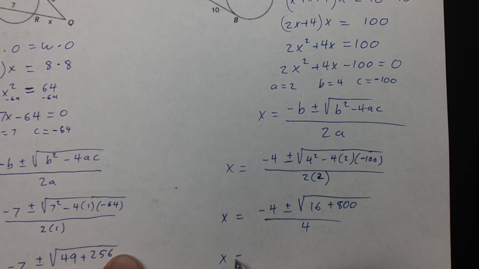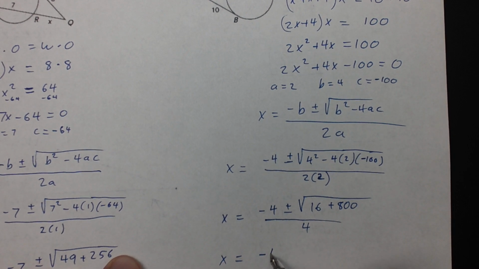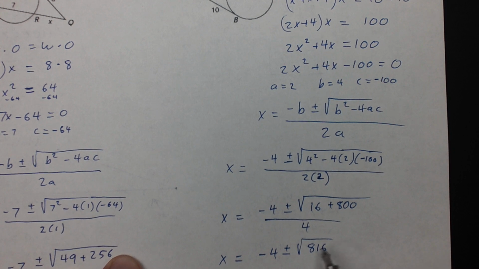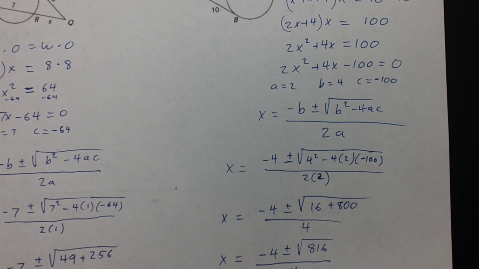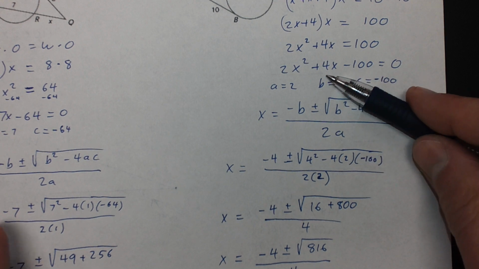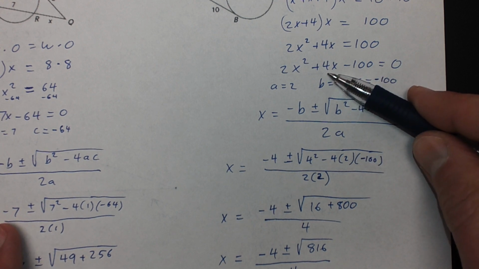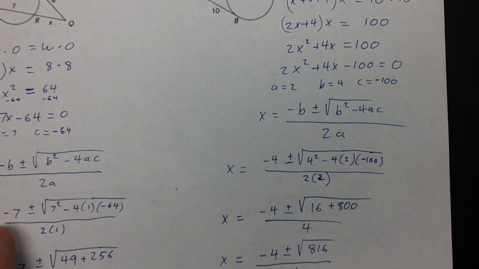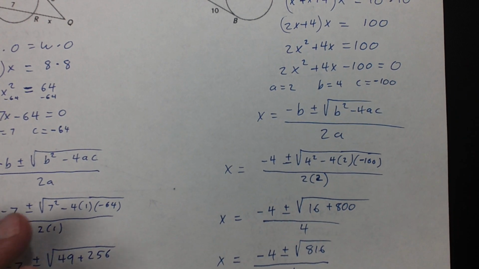So if we carry this through a little more, we get negative 4 plus or minus the square root of 816. So this is not a perfect square. I didn't say it earlier, but that's why we are using the quadratic formula, because this doesn't end up being factorable. Those numbers that I started with right here are not actually factorable. And that's why we're using the quadratic formula.